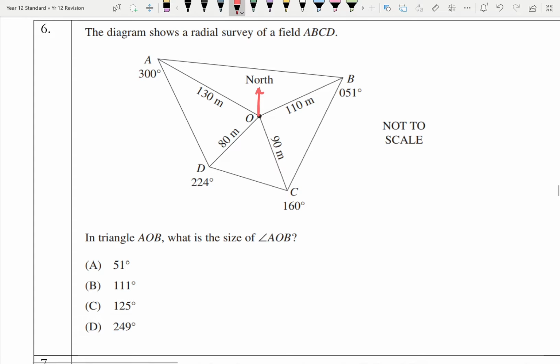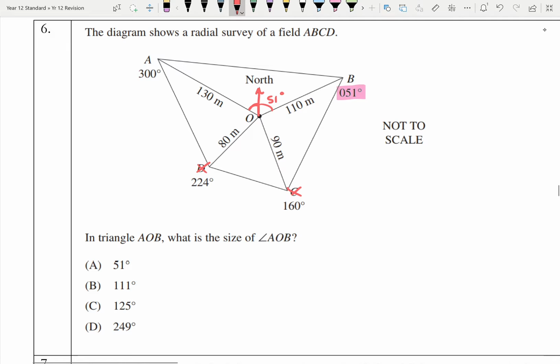Okay, so that first point B, you can see that it has a bearing of 51 degrees. Now that's 51 degrees from north, so we can draw that straight in. That's 51 degrees just there. And you can see straight away we've got part of that AOB angle. Now I need the other part, and these C and D points aren't really going to help me. They're just giving more of the picture. What I want to know is what this gap here is.